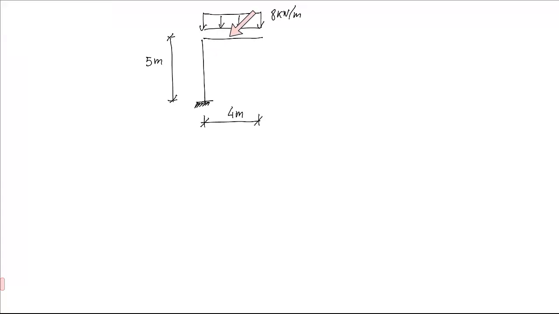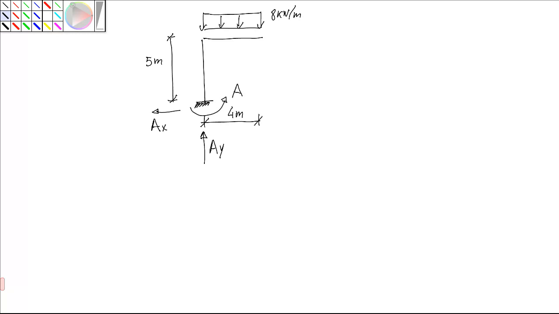So we have here a structure composed by two bars, a column and a beam, subject to uniform load of 8 kilonewtons per meter applied only to the beam. The objective is to compute the internal forces. So let's start with the reactions.